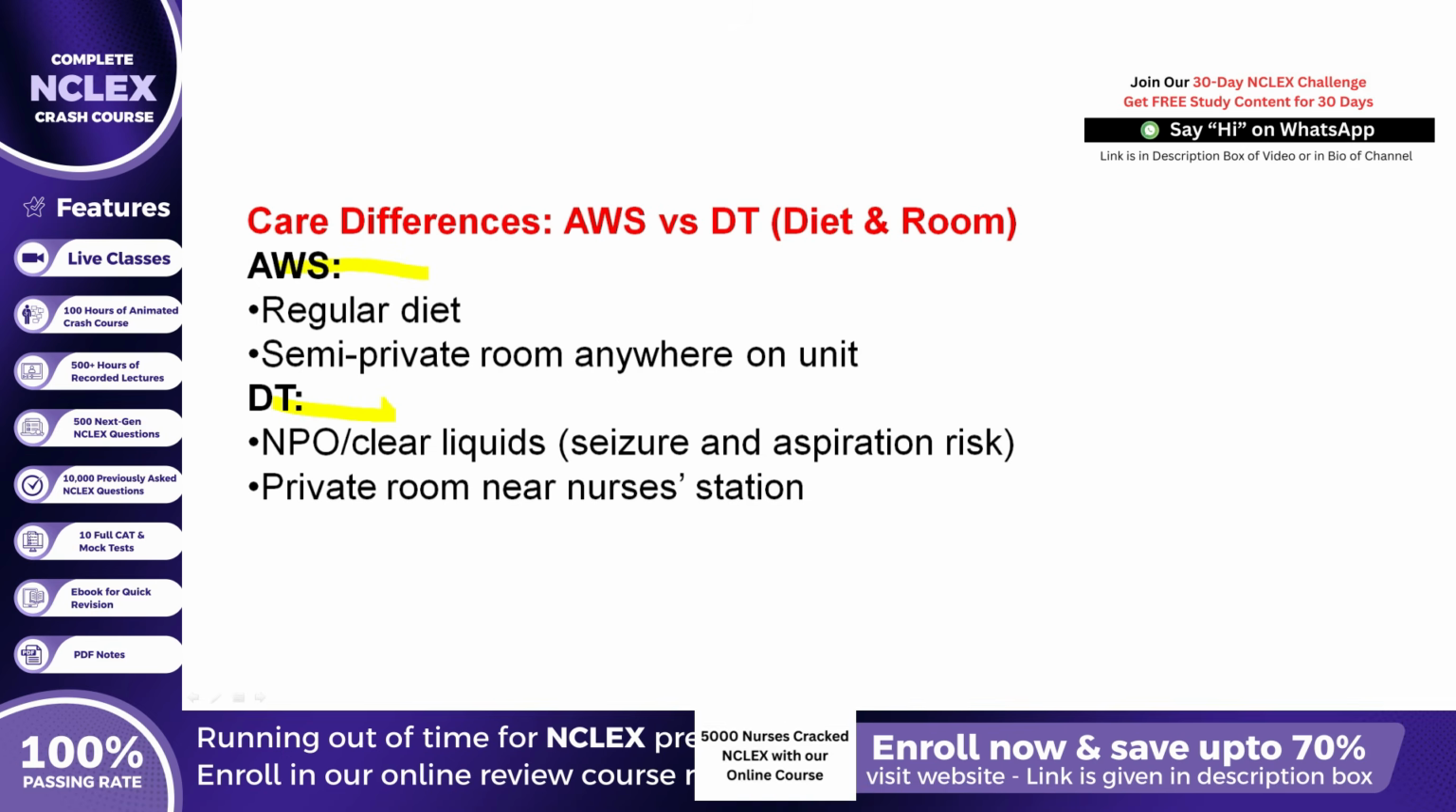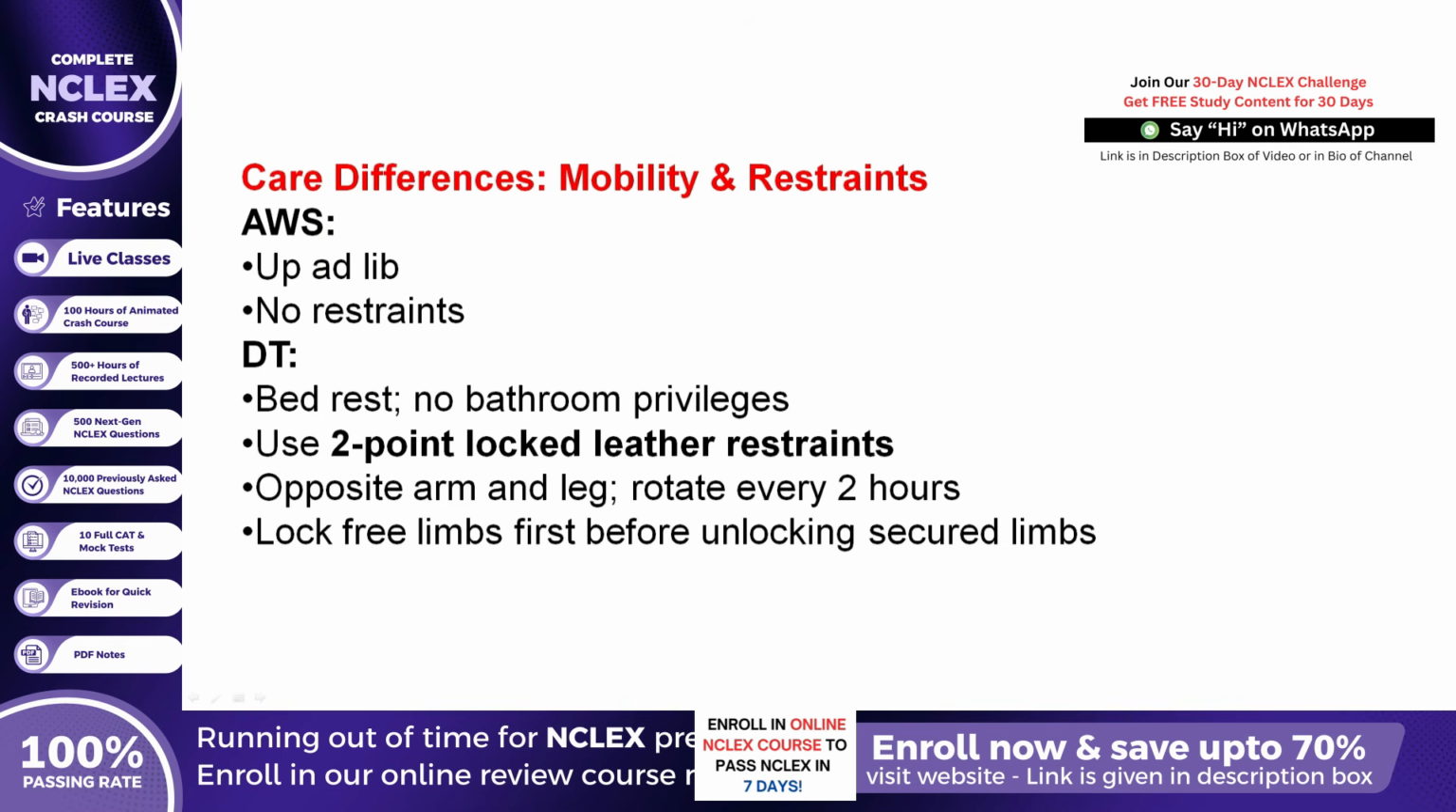AWS always precedes DT, but delirium tremens does not always follow AWS, which is a major NCLEX distinction. AWS itself is not life-threatening, whereas DT can kill, making it a critical safety alert. And finally, AWS clients are not dangerous, while DT clients are dangerous, guiding the way we prioritize and manage care.